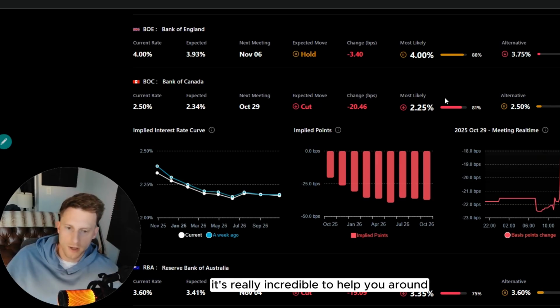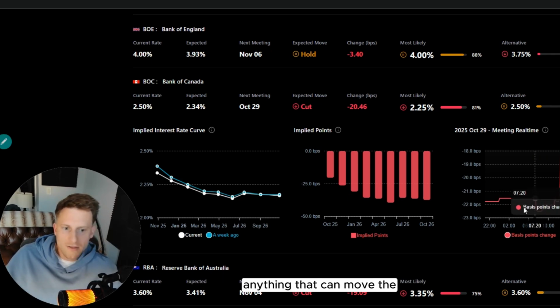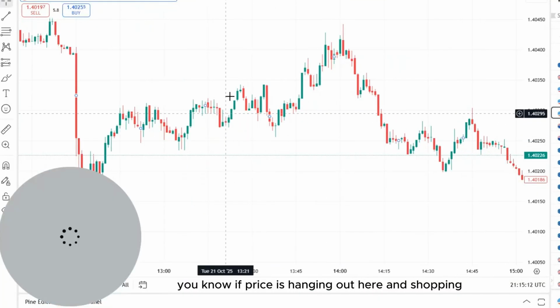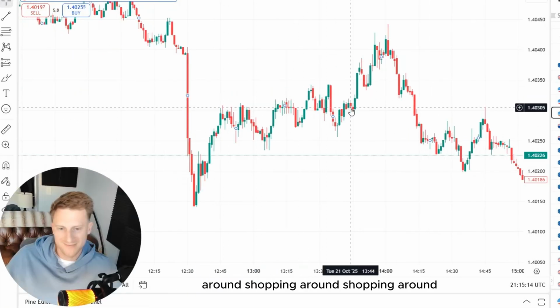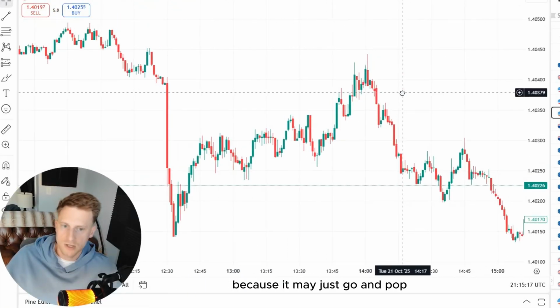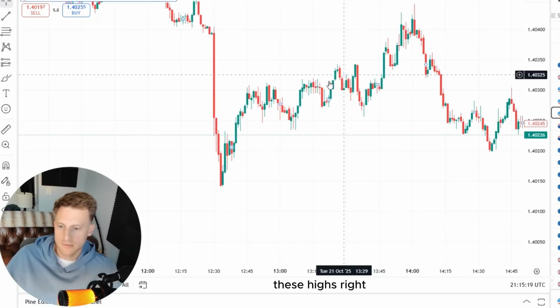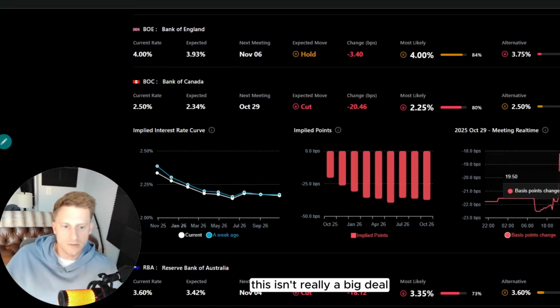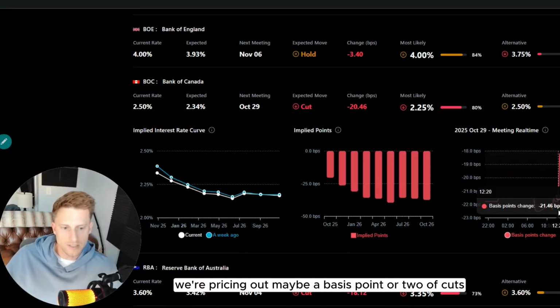So if you haven't picked up our interest rate tracker, go try it out. It's really incredible to help you around risk events. It's going to help you around central bank speakers, anything that can move the rates market. It'll just give you those extra clues that say, okay, let's go a little deeper with that swing trade entry. If price is hanging out here and chopping around, let's cut it for break even or a small loss, because it may just go and pop these highs, right? Because the interest rate market is saying to you loud and clear, hey, this isn't really a big deal. We're only pricing out maybe a basis point or two of cuts.